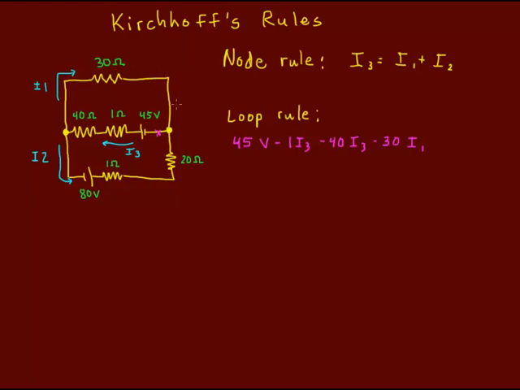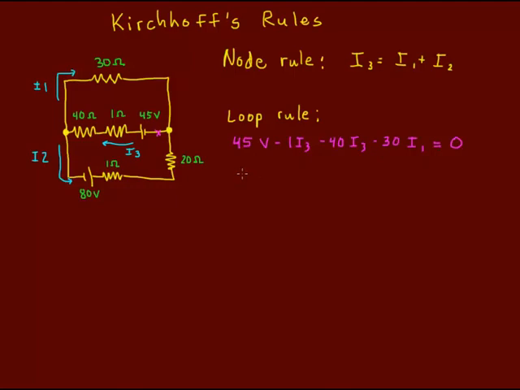And then I'm going to continue around until I get back to the start. Once I reach the place I began, I can write equals 0. So that's my first loop rule. My first loop rule consists of a battery and 3 resistors, and all those voltage gains and losses add up to 0. Now let's do another one.